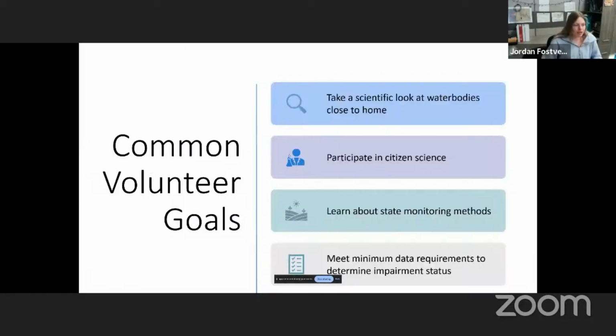Common volunteer goals that we hear are that they want to take a scientific look at water bodies close to home that are meaningful to them. It's an opportunity to participate in citizen science and learn about state water quality monitoring methods, which can be kind of confusing at times, so it's good to have the insider info. And then collecting data on these water bodies allows them to meet minimum data requirements to determine their impairment status. So those are just some goals we've heard so far, but you guys may have different goals, and we can talk about that one-on-one later.